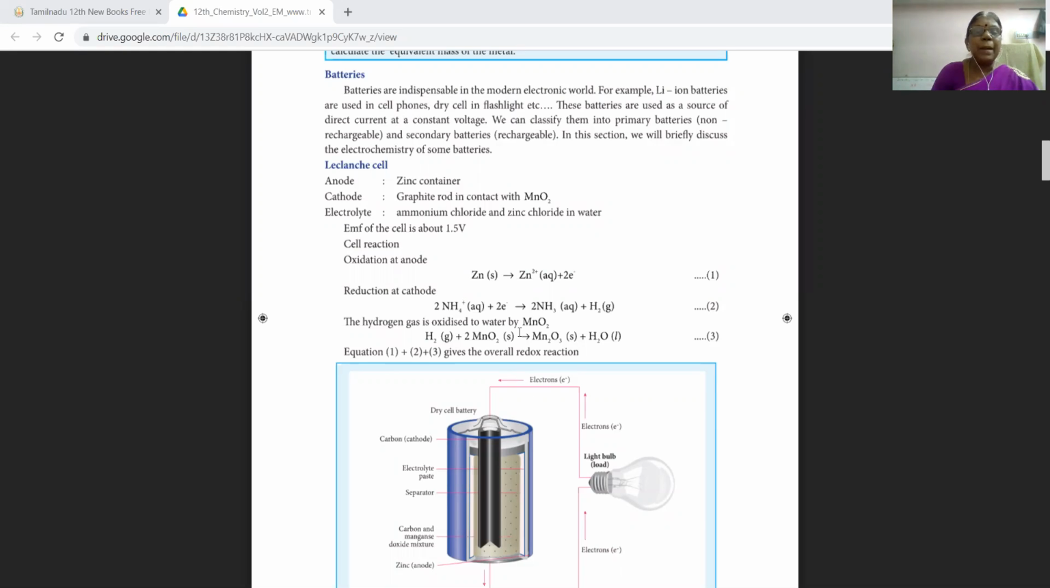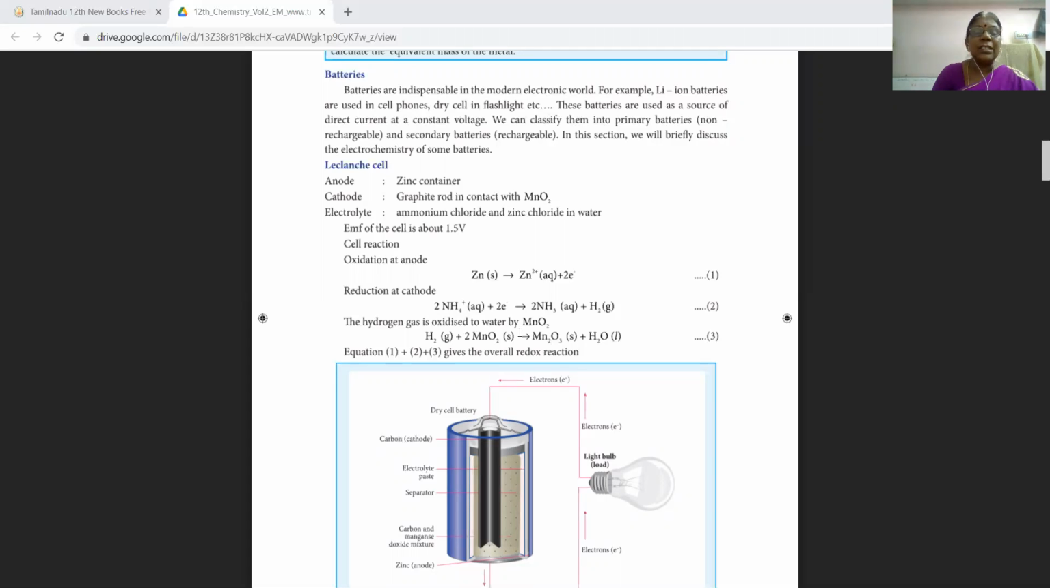Batteries are indispensable in the modern electronic world. For example, lithium-ion batteries are used in cell phones, dry cells in flashlights, etc. These batteries are used as a source of direct current at a constant voltage, and we can classify them into primary batteries, that is non-rechargeable, and secondary batteries, those are rechargeable. In this section, we will briefly discuss the electrochemistry of a few batteries.